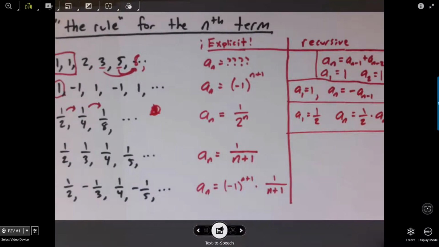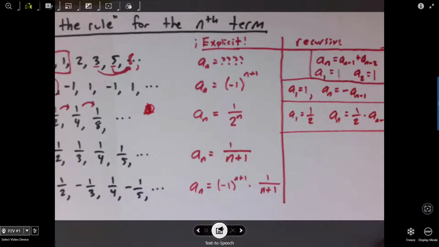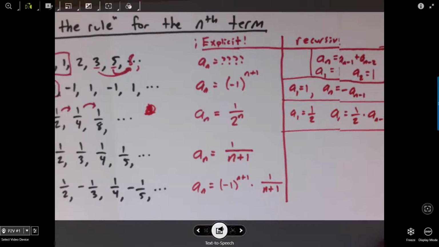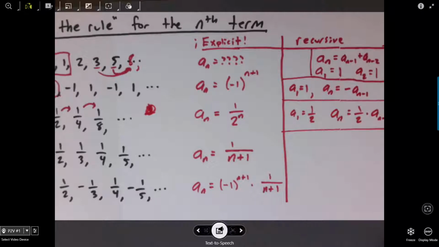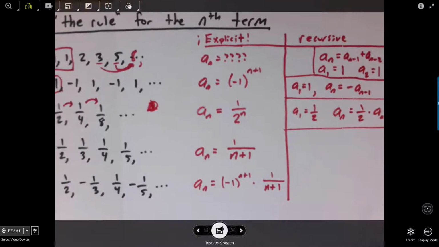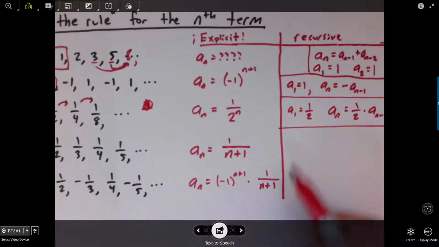Ooh, gotta keep all this stuff on the screen at once. All right, hold on. Probably, yeah, we'll edit that out later. Don't worry, folks. We'll take care of it all in post-production.